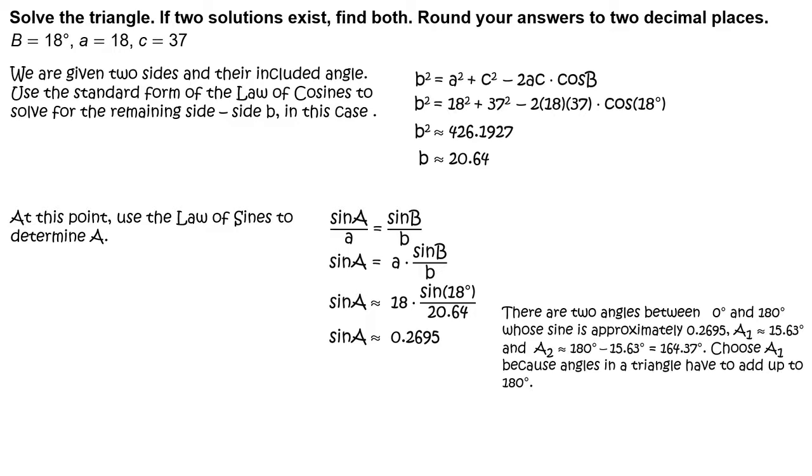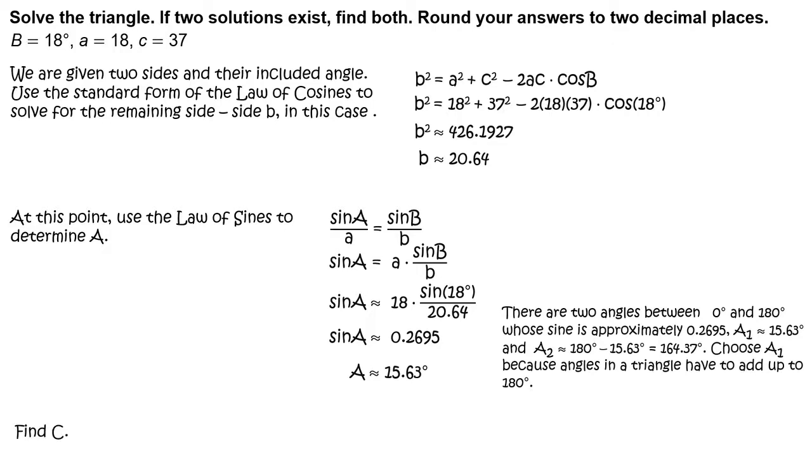0.2695. A sub 1 approximately equals 15.63 degrees, and A sub 2 approximately equals 180 degrees minus 15.63 degrees, or 164.37 degrees. Choose A sub 1 because angles in a triangle have to add up to 180 degrees. So, for the given triangle, A approximately equals 15.63 degrees.